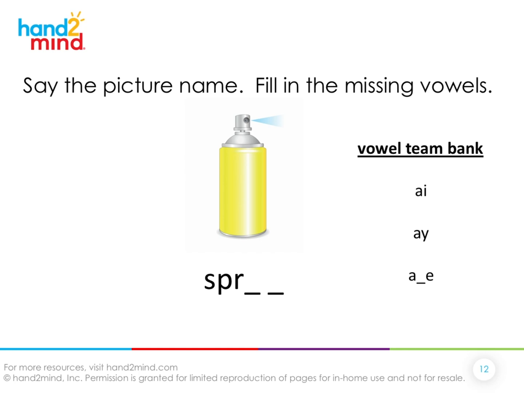Okay, so we know we want to make the A sound, as in the word spray. We also know, if we practice, that AI is usually not at the end of the word, right? An A consonant E requires a consonant to be in the middle, so that won't work. But AY is oftentimes at the end of the word, so the long vowel A sound in the word spray is made with AY. Awesome.